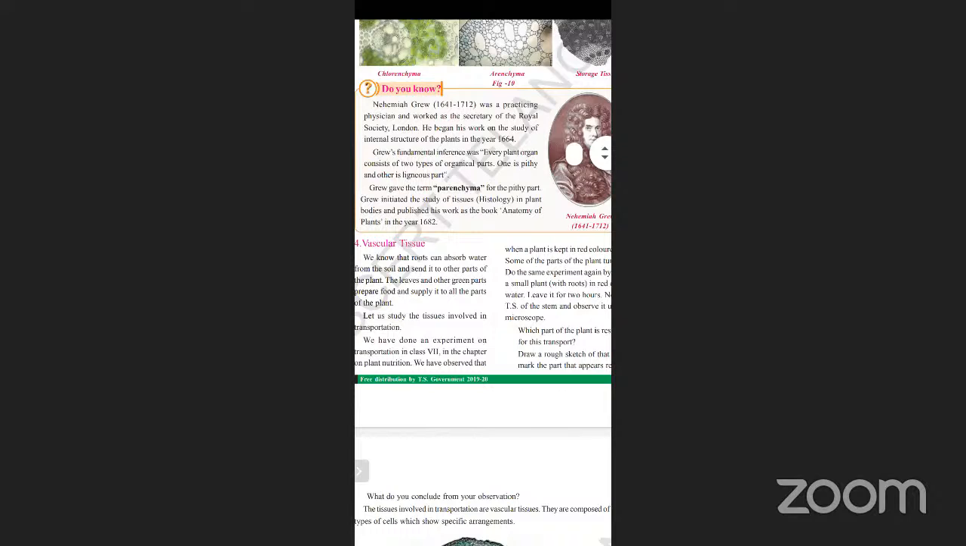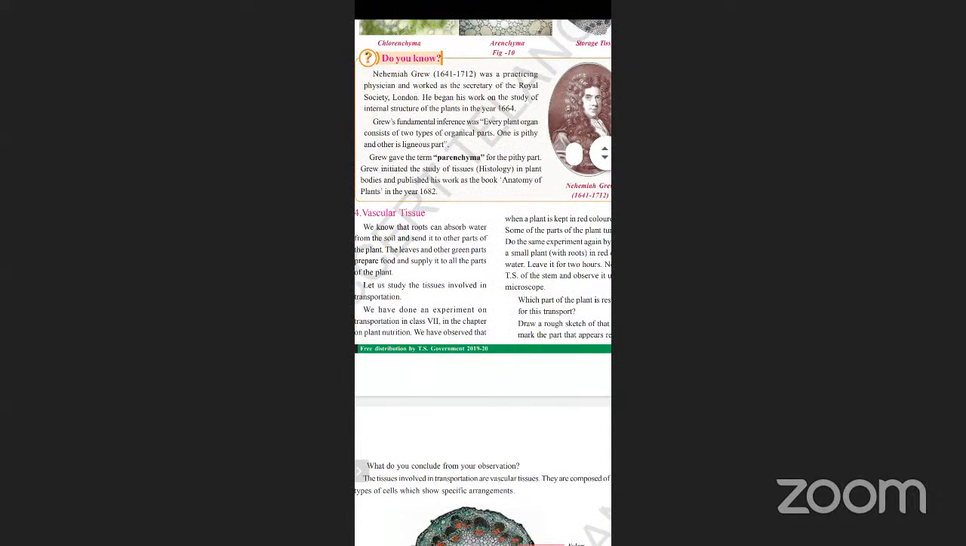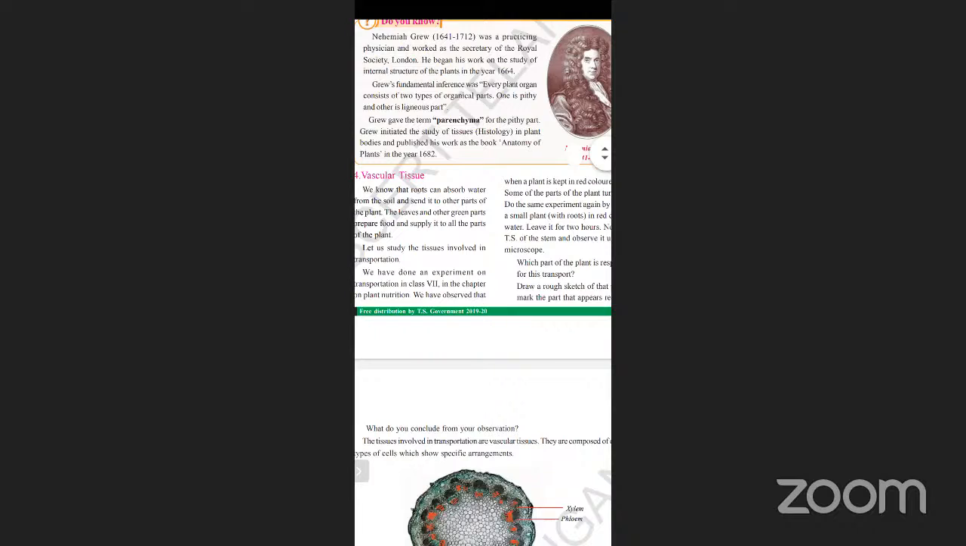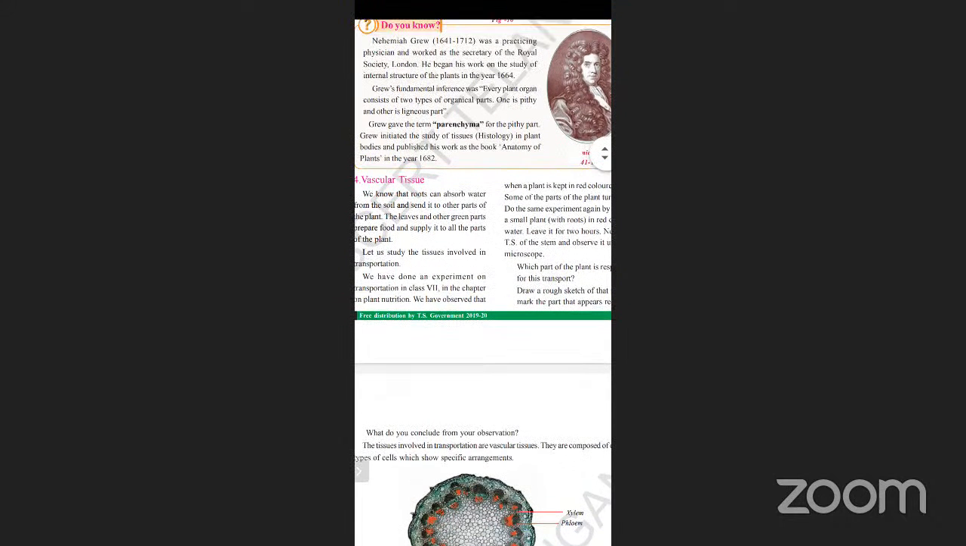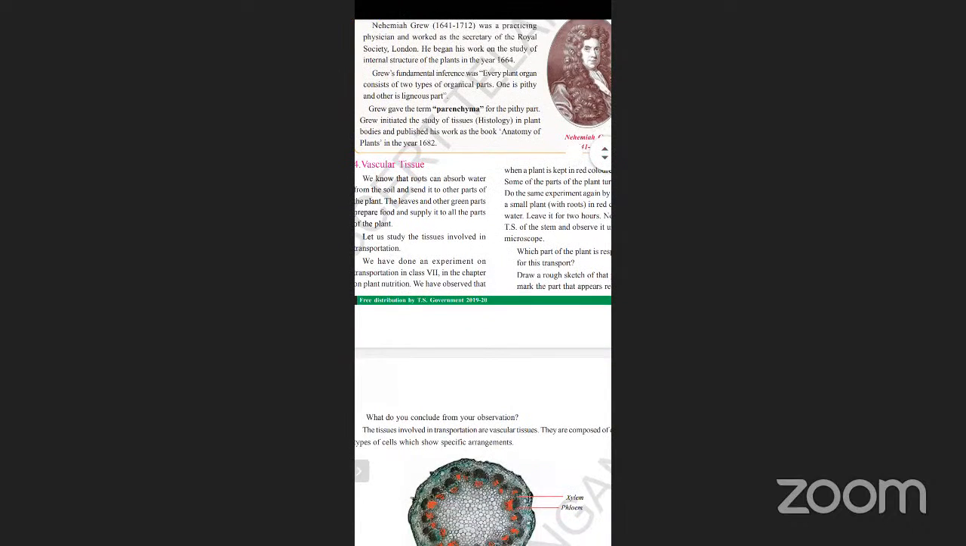So Grew gave the term parenchyma for the pithy part, and Grew initiated the study of tissues. See here, children, the study of tissues is histology. We can use this word histology in the branch of science.